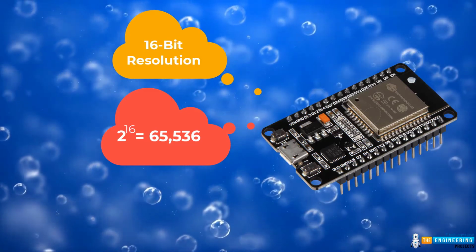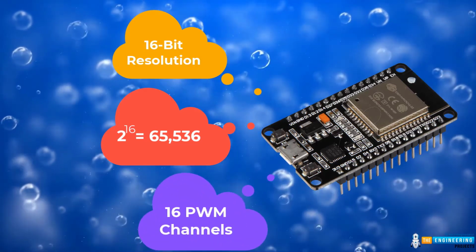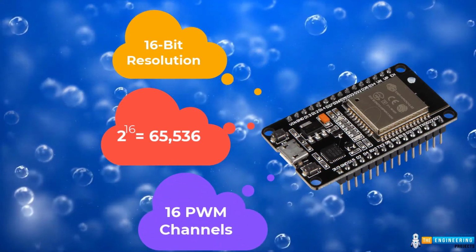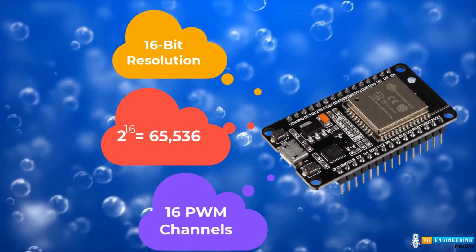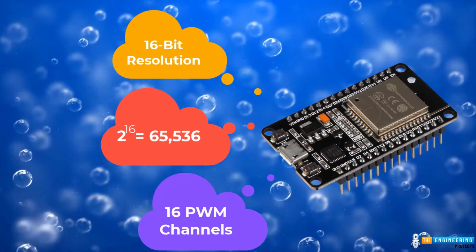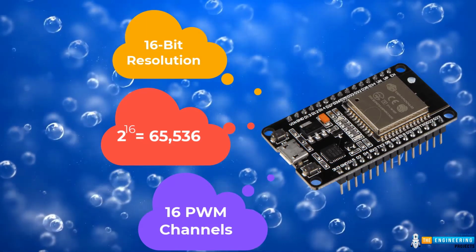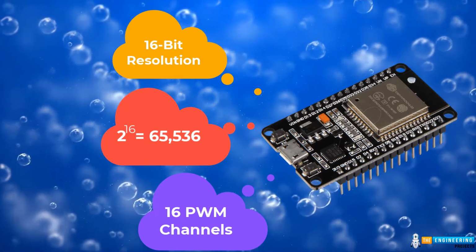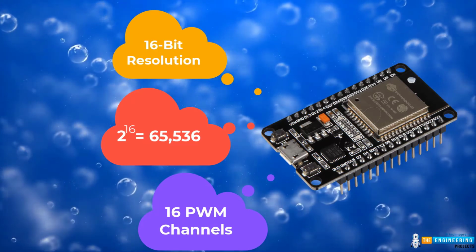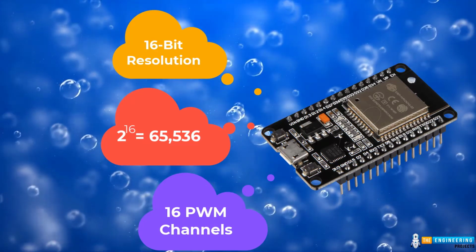In ESP32, we have 16 different PWM channels which can be used to control the speed of a DC motor and to control the fan speed and brightness of an LED, servo motor direction of rotation and position.